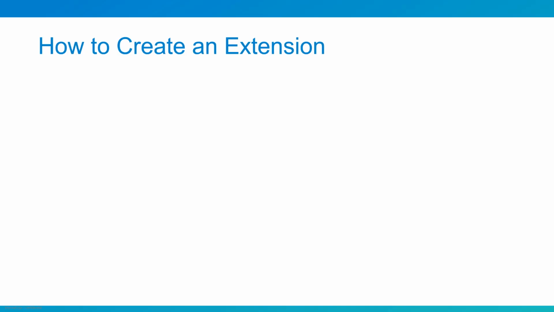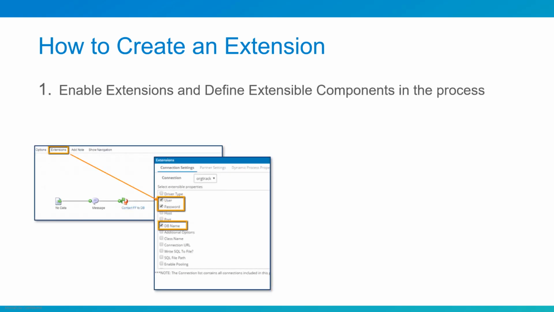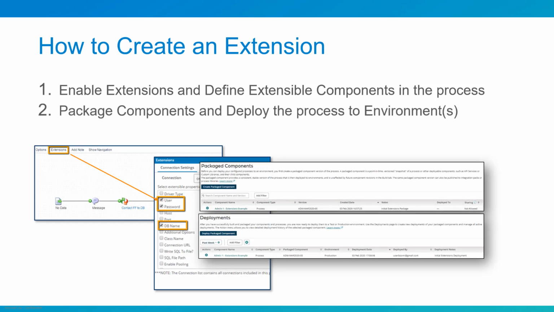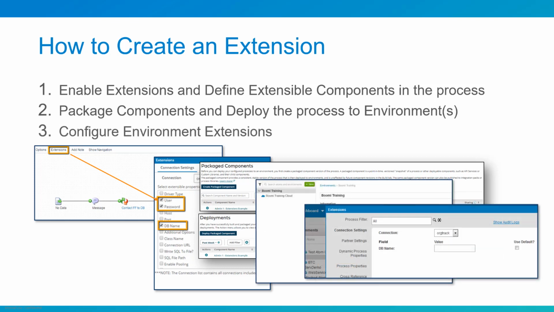To create an extension, first, you must set up the extension by enabling the extensions and defining the extendable components within your process. Next, you must package the components and deploy the process to the process environment. And finally, configure the environment extensions. When configuring process extensions, we have a few best practices for you to consider. First, set the default connection information to use the test logins. Test connectivity to each application in test mode before process deployment. And finally, deploy the process to each environment with connectors and extensions enabled before developing an end-to-end solution.